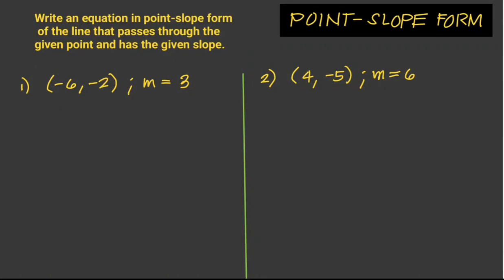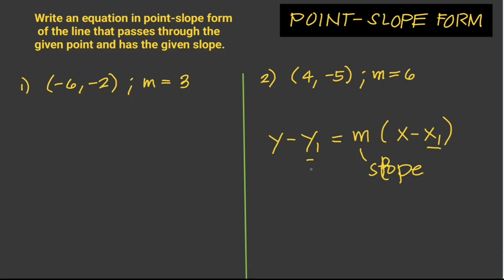Now let's solve these problems here. Write an equation in point-slope form of the line that passes through the given point and has the given slope. So let's take note that the standard formula for point-slope form is y minus y sub 1 equals m times x minus x sub 1, where m here is our slope, and x sub 1 and y sub 1 is the point given.